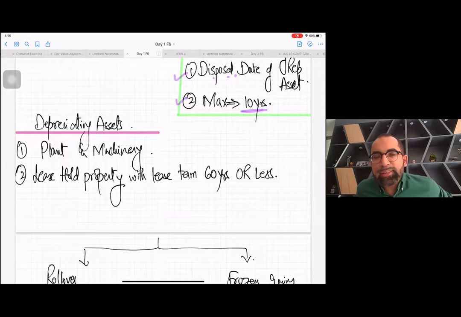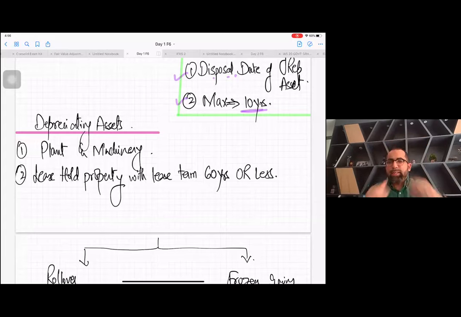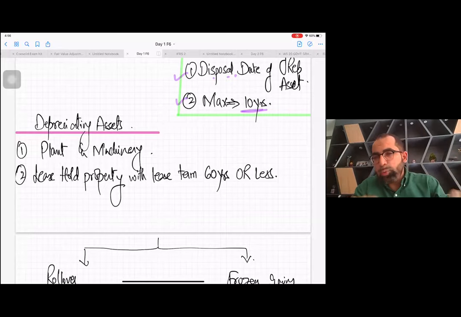Now, as a student, you may ask, sir, what is a depreciating asset in our course? In our F6 course, only two depreciating assets you need to learn. The first one is plant and machinery. And the second one is leasehold property with lease term less than 60 years. So in simple terms, if you find these two assets as a replacement asset, then do frozen gains working. And if you find other than these two, then simply go for rollover.